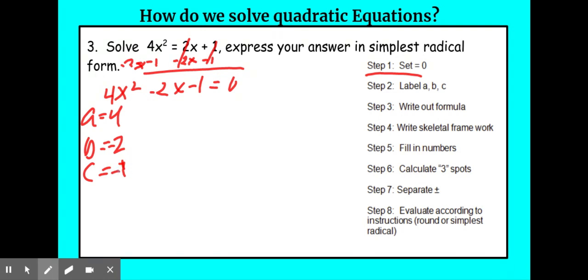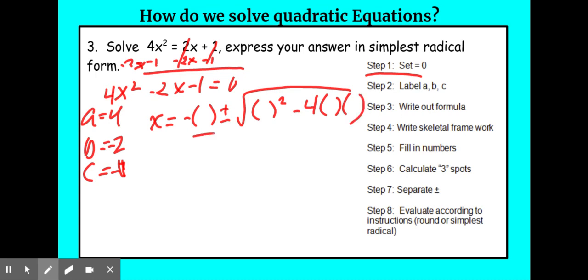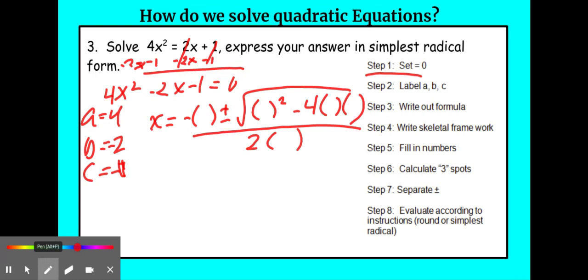Like I said, I'm just going to write the skeleton method and fill in the numbers. So we have x equals negative b plus or minus the square root of b squared minus 4ac all over 2a. So now your next step is just to fill in the appropriate numbers.